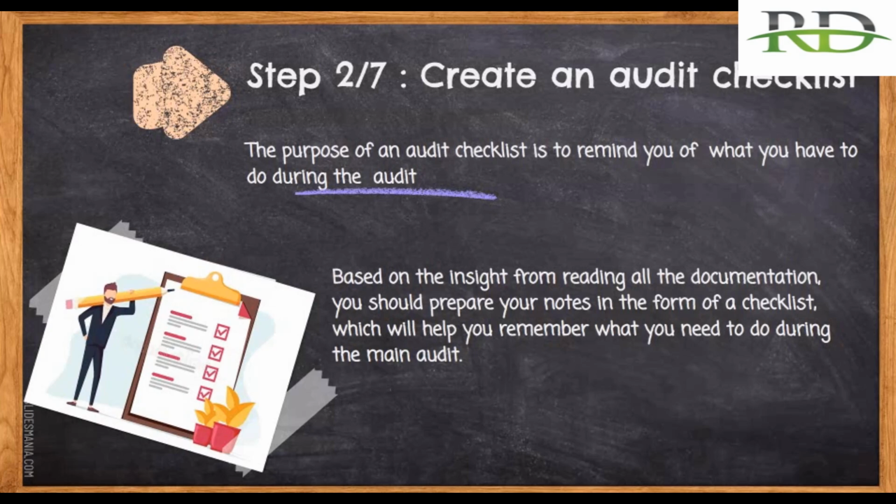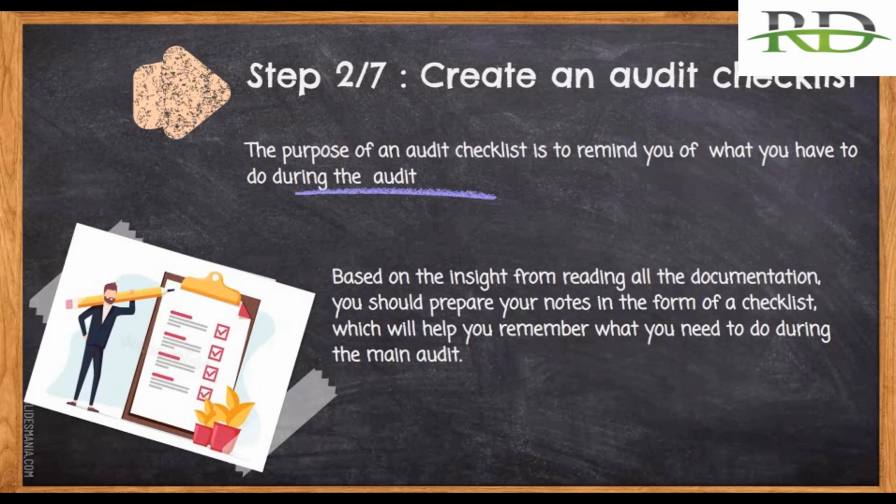There's no such thing that we can use an audit checklist from my friend or from another process, okay? Because different processes have different objectives and different contexts. That means different risks and opportunities. So this should be based on the insight and reading from all the documentation, and you should prepare your notes in the form of a checklist, which will help you remember what you need to do during the main audit.